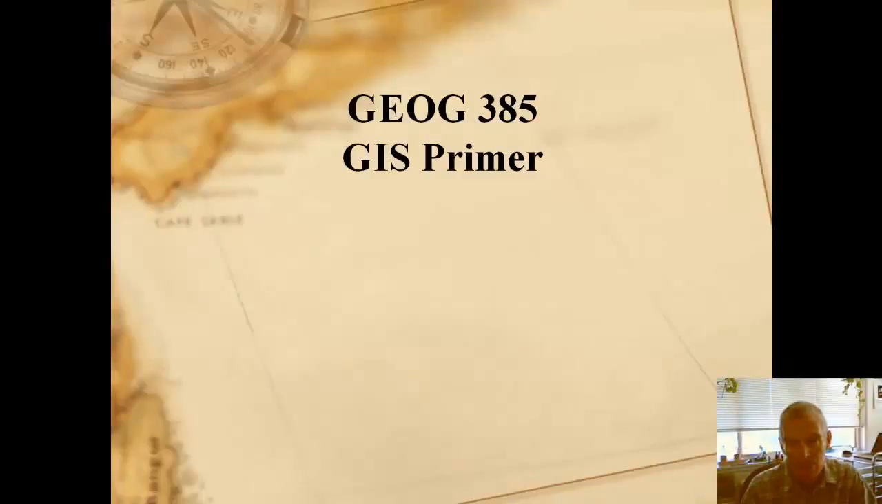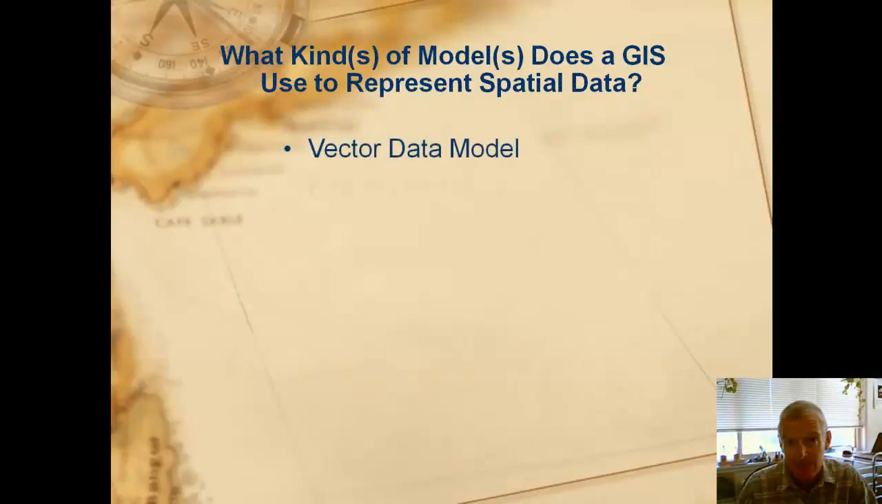Welcome back. Last time we talked about models and how a GIS represents spatial data. I talked primarily about the vector data model, a little bit about the raster model. In this video I'm going to talk a little bit more about the raster model and then again recap both the vector and the raster models.